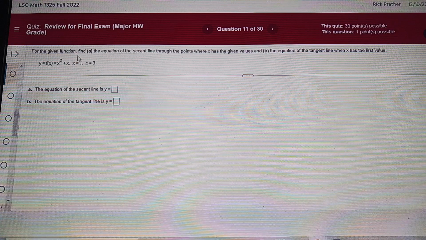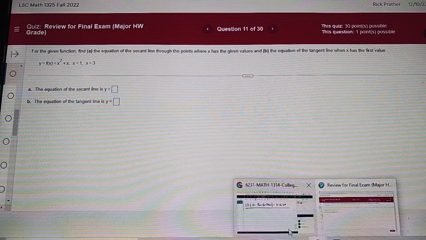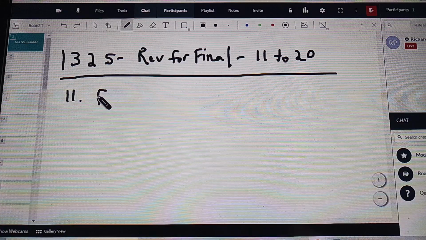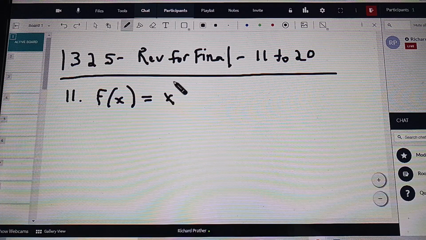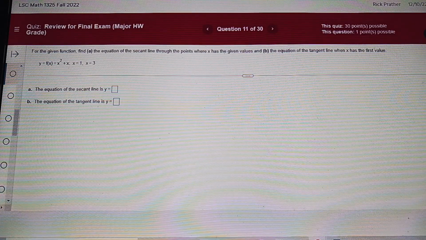For the given function, find the equation of the secant line through the points where x has the given values, and then find the equation of the tangent line. So f of x equals x squared plus x. And the two given spots are 1 and 3.